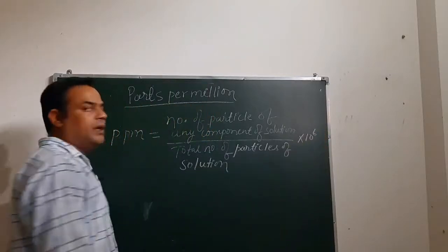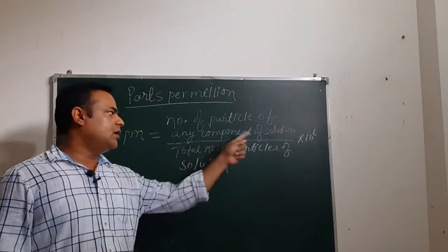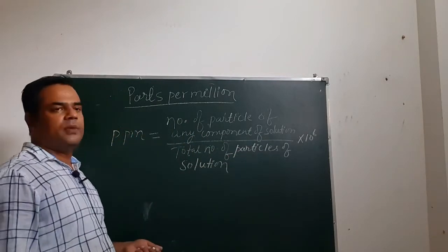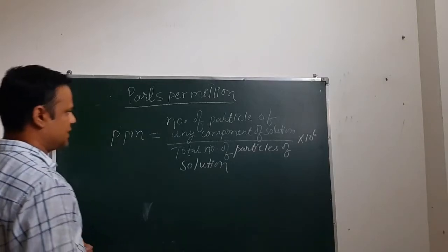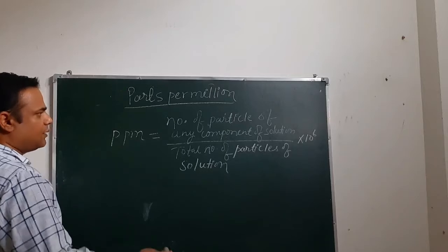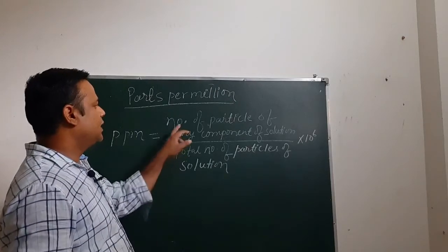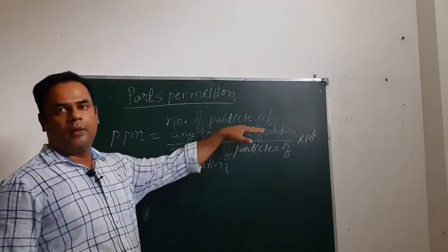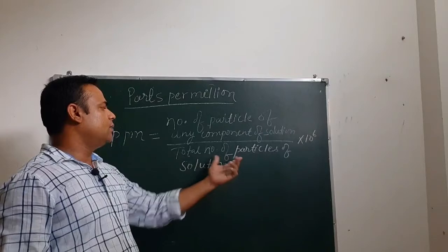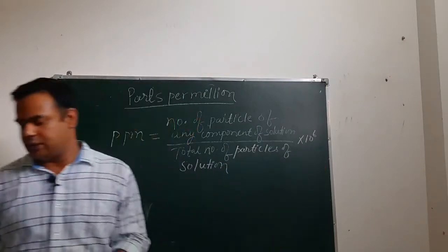This is called ppm. Parts per million is equal to number of particles of any component of solution divided by total number of particles of solution multiplied by 10 to the power 6. If we have to express in gram, then we can say the grams of a particular component of solution divided by total mass of solution in gram multiplied by 10 to the power 6.